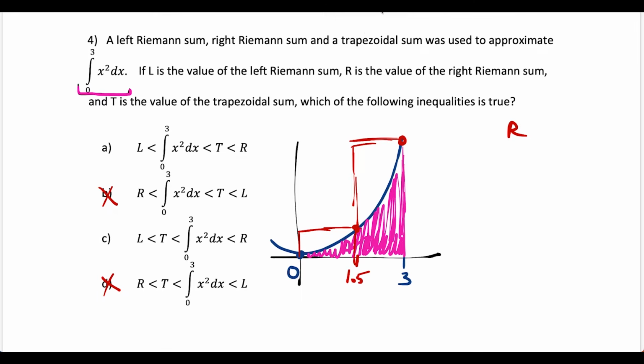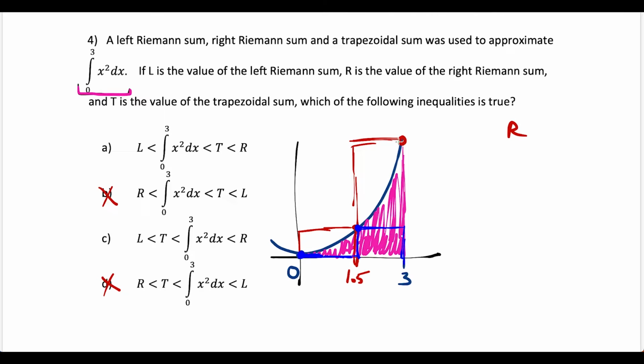But now we have to look at the others. So for the left Riemann sum, I'm choosing between 0 and 1.5. I'm going to use the function value determined by 0. And then between 1.5 and 3, my rectangle is going to go to this height like this. So the left is definitely going to be less than the right, but that shows up in both of the remaining choices. So now the $1,000,000 question here is, what is going to be a bigger value? Is the trapezoid sum going to be bigger than the actual area, or is the actual area going to be bigger than the trapezoid sum?